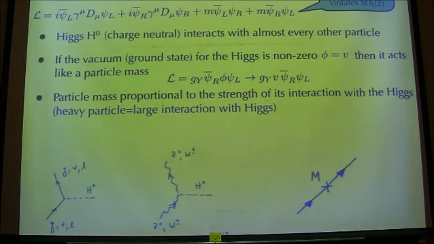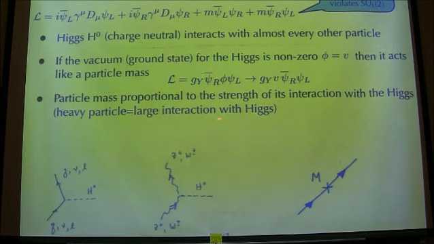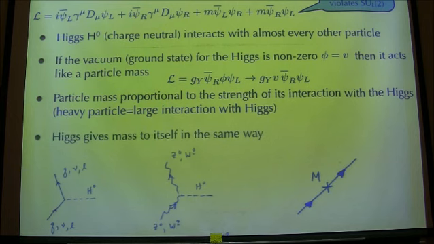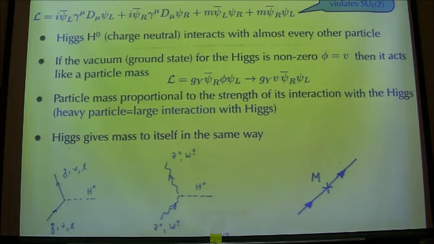So this is actually a beautiful thing. It means that if we want to hunt for and produce the Higgs, the way to produce it is through these large interactions with the heaviest particles we know, which are the top quarks. And the Higgs gives mass to itself in exactly the same way, through an analogous interaction. So the LHC is the Higgs discovery machine.